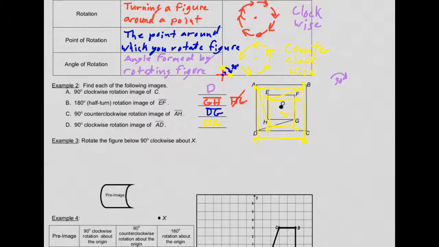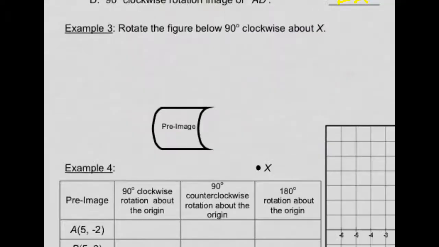So example number 3, you've got rotate the figure below 90 degrees clockwise about X. So first thing I want to do is I want to just draw a little clockwise arrow, and then under that I'm going to write 90 degrees, just to remind me what I'm doing. And then I'm going to pick a point on here. I'm going to pick this point right there. And then on my actual paper, not my patty paper, I'm going to draw a straight line from X to that point.